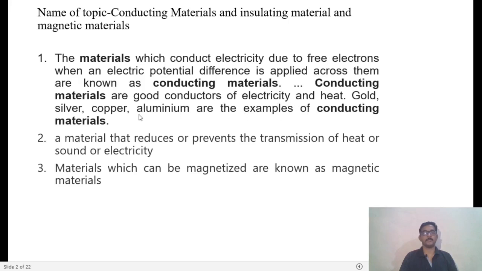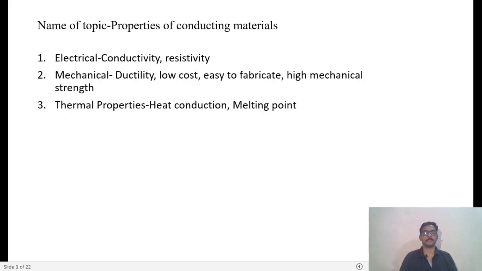Examples are gold, silver, copper, aluminum and many more. Now another material is insulating material, which is the antonym of conducting material; it prevents and reduces the transmission of heat as well as sound as well as electricity. The materials which can be magnetized simply, or which can be attracted by permanent magnets, are known as magnetic materials.